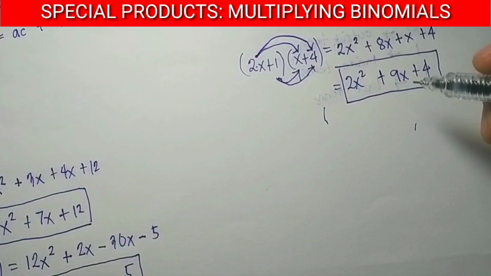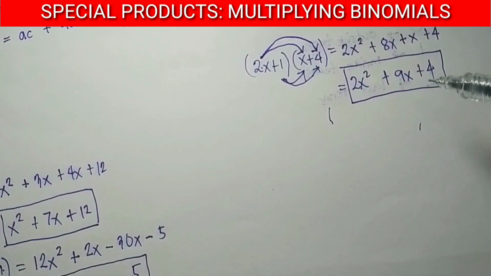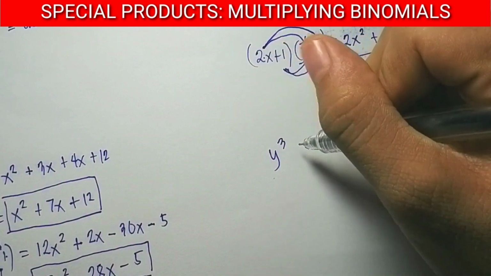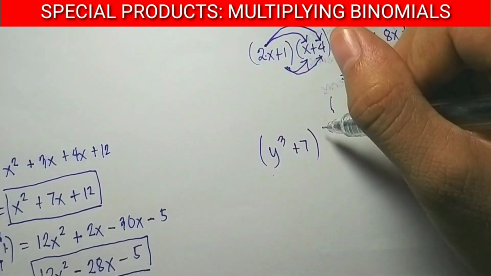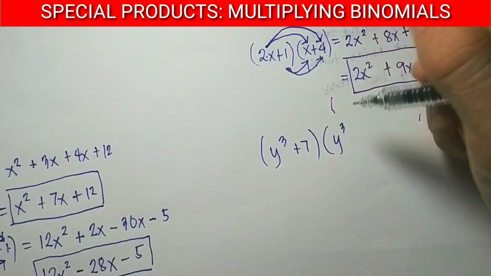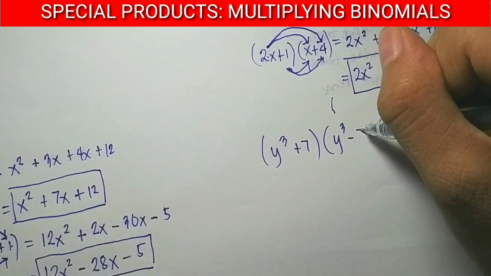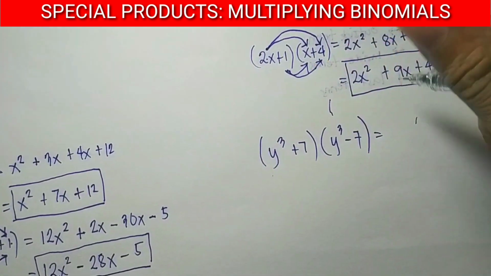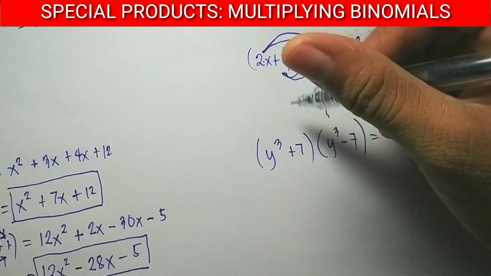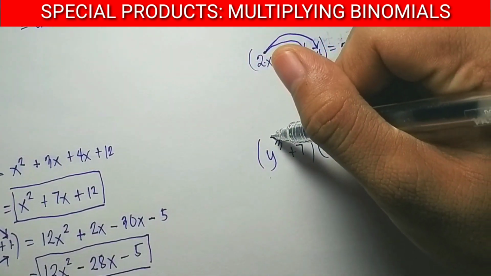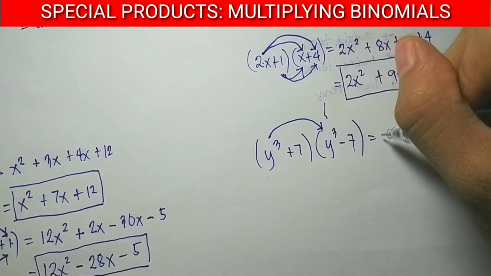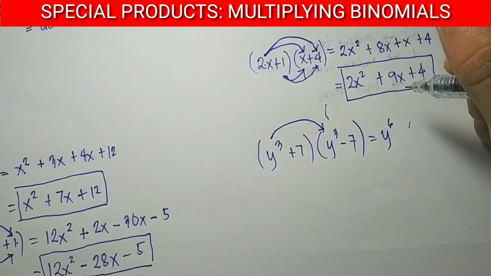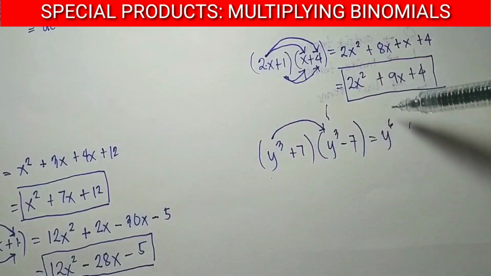Okay, another example. Okay, let's have y cubed plus 7 multiplied by y cubed minus 7. So, let's start with the first terms of our binomial. So y cubed times y cubed. So that is y to the power of 6. Okay, plus ba ang exponent? So 3 plus 3, that is 6.